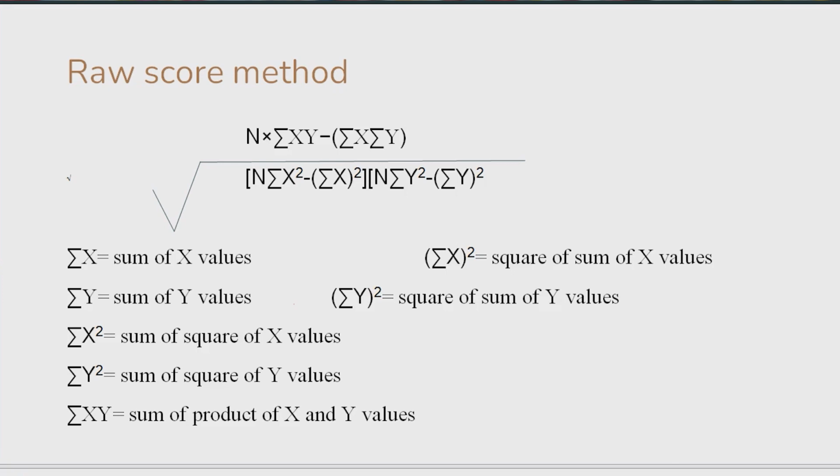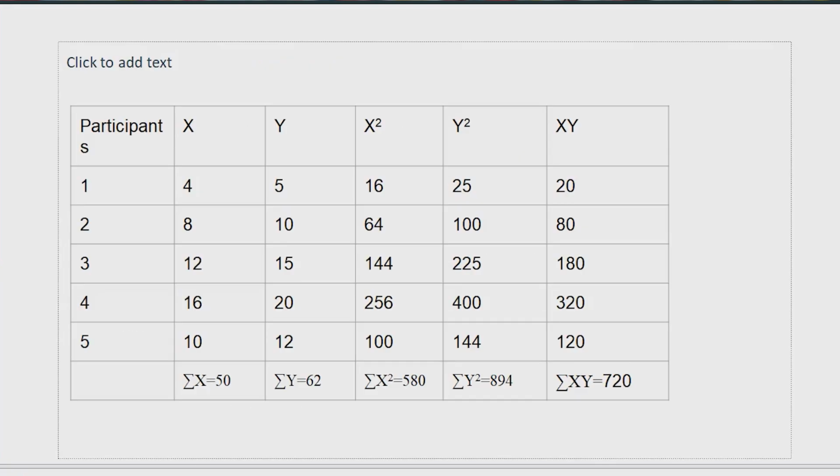Now we will take another example to understand this. So you have been given this example where you have 5 participants, I have purposefully taken 5 so that when you solve it, it is simpler. So I have taken 2 variables x and y and I have the scores of the participants on both, x, y. So 4, 5, 8, 10, 12, 15, 16, 20, 10, 12 you can see.